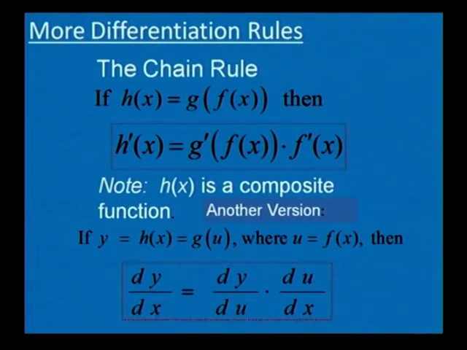And this is one more differentiation rule, that is the chain rule. For y is equal to f of u, where u is equal to g of x, we can write the chain rule as dy by dx is equal to dy by du into du by dx. So, friends, this is the chain rule.